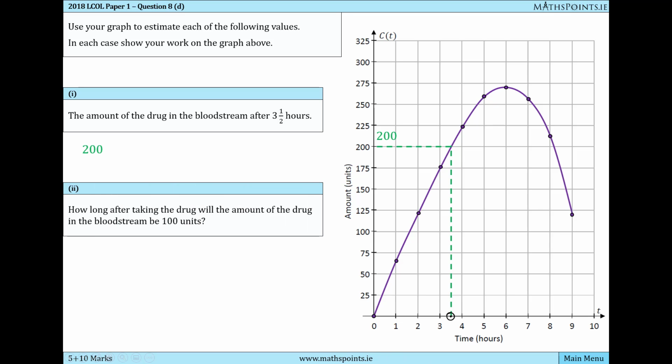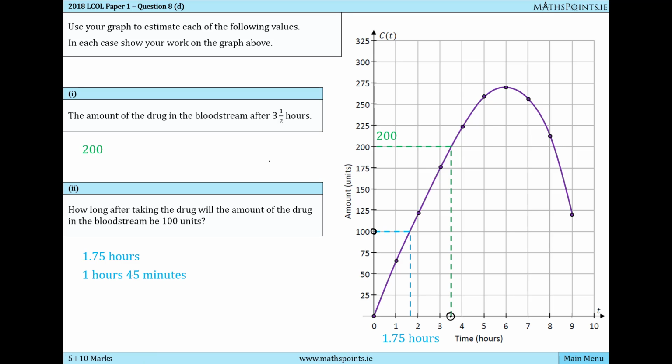The next question says, how long after taking the drug will the amount of the drug in the bloodstream be 100 units? So this time we've been given the amount of units of drug in our bloodstream, which is 100. So we go to 100 on the y-axis, which is the axis that has the amount of drug. And this time we're going to go across to the right until we hit the curve and then move down to read the time. And we can see that that looks like it's approximately 1.75 hours. And 1.75 hours is 1 hour and 45 minutes.